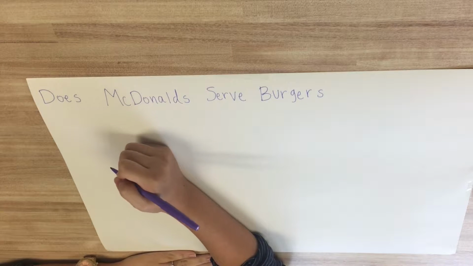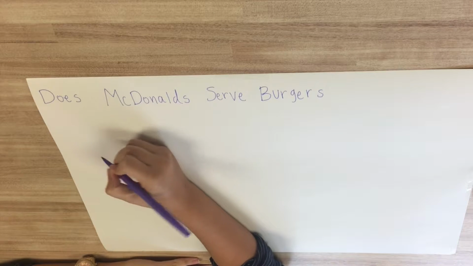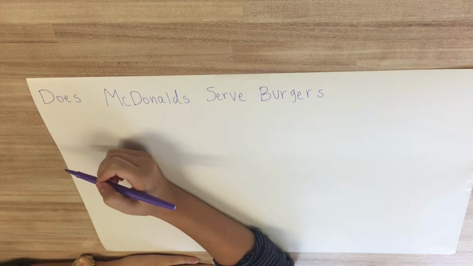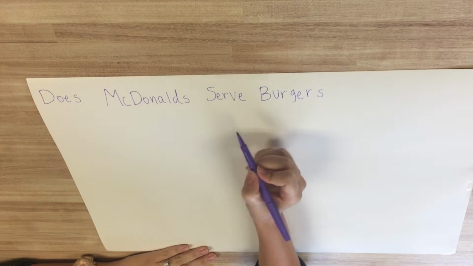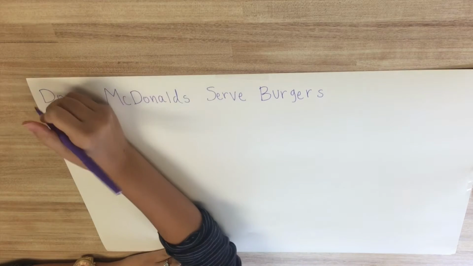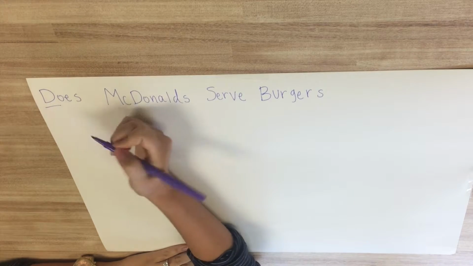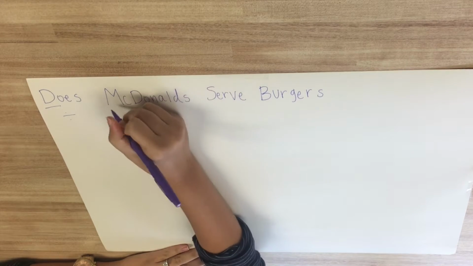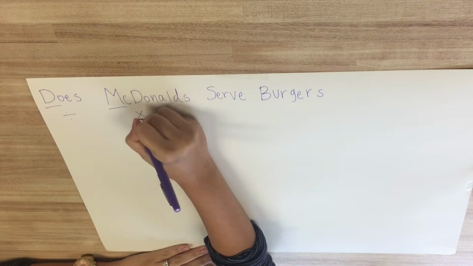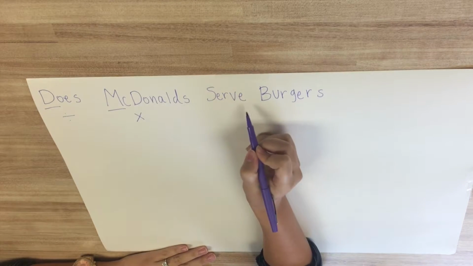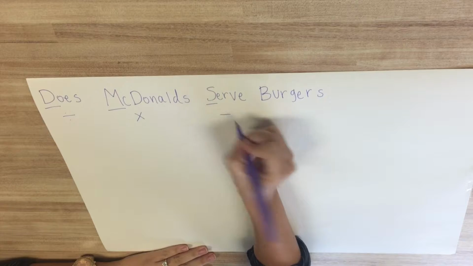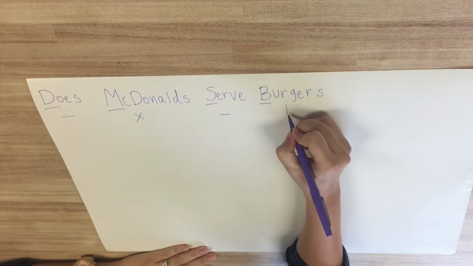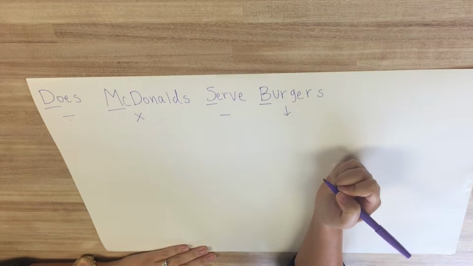Okay, we're going to do an example division problem, but before we begin, let's go over our mnemonic. The mnemonic we're going to be using is, does McDonald's serve burgers? Now, the D in does stands for divide. The M in McDonald's stands for multiply. The S in serve stands for subtract. And the B in burgers stands for bring down. We're going to use an arrow for that.